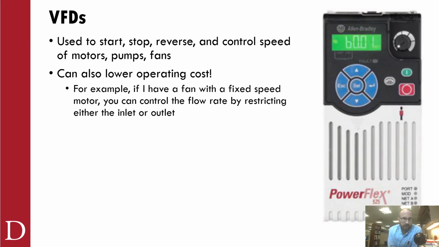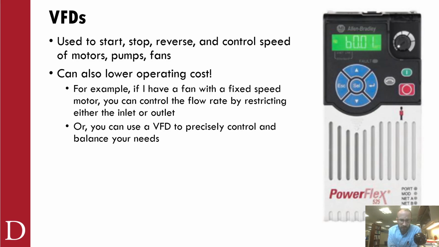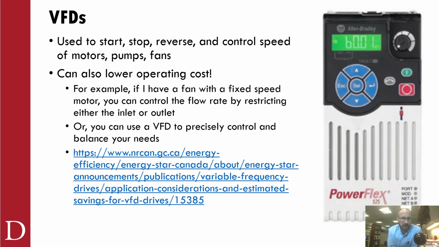If you have a fan with a fixed speed motor and you want a certain flow rate, you can put a restriction at the inlet, the outlet, or both to control that flow rate. Or we can use a VFD and turn down the speed, not burn as much energy, and that will get us the same flow rate that we need at the outlet. Right? So there's a link there for some standards. This is from Canada, excuse me, and different applications for VFDs and estimated savings.